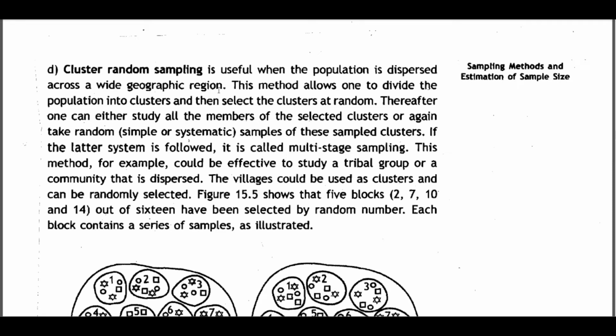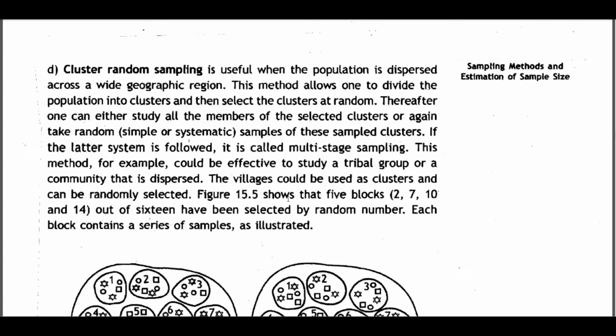The fourth one is cluster random sampling, which is useful when the population is dispersed across a wide geographical region. This method allows one to divide the population into clusters and then select the clusters at random. Thereafter, one can either study all the members of the selected clusters or again take random or systematic samples of these selected clusters. If the latter system is followed, it is called multi-stage sampling. This method, for example, could be effective to study a tribal group or a community that is dispersed. The villages could be used as clusters and can be randomly selected.